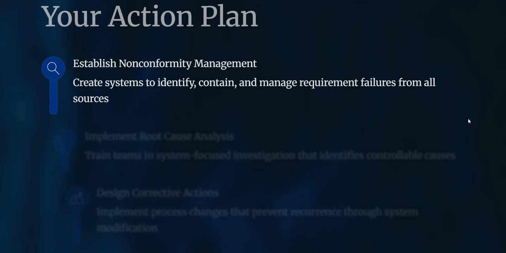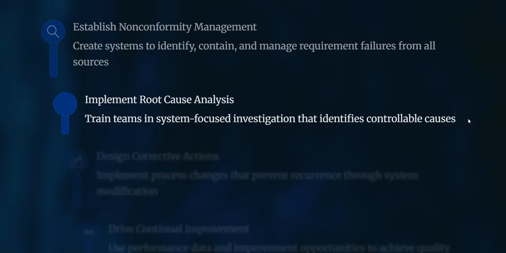First, start by establishing nonconformity management. That means creating a system to identify, to contain, and to manage requirement failures from all sources. Then move to implement root cause analysis by training the team in system-focused investigation that identifies controllable causes.